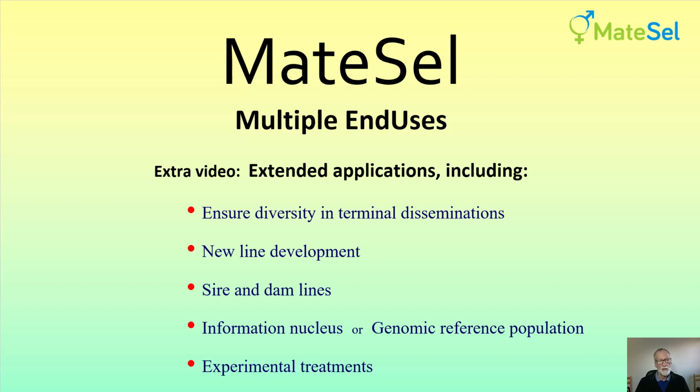You might find that for some of these applications you get better results than indicated in this video. For example, if you're looking to set up sire and dam lines, it's quite possible that you've already secured some terminal genetic material and some maternal genetic material, and so you've already got that extra genetic variation in your population.